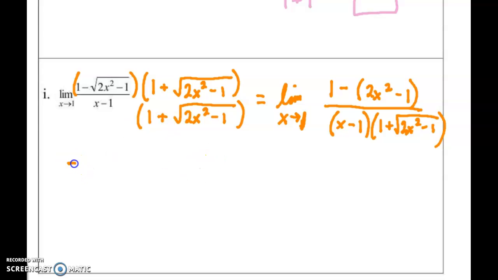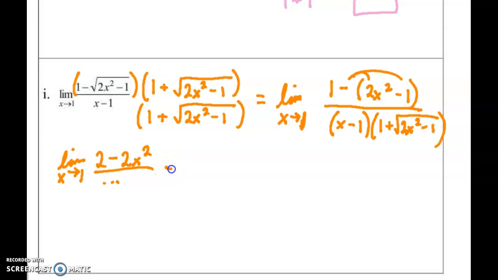Because as you distribute this in here, it becomes a 1 plus 1. So we're going to have 2 minus 2x squared, and you can factor that out. Maybe I'll write that out. I forgot to write limit. Limit as x approaches 1. So 2 minus 2x squared. And the denominator is the same.